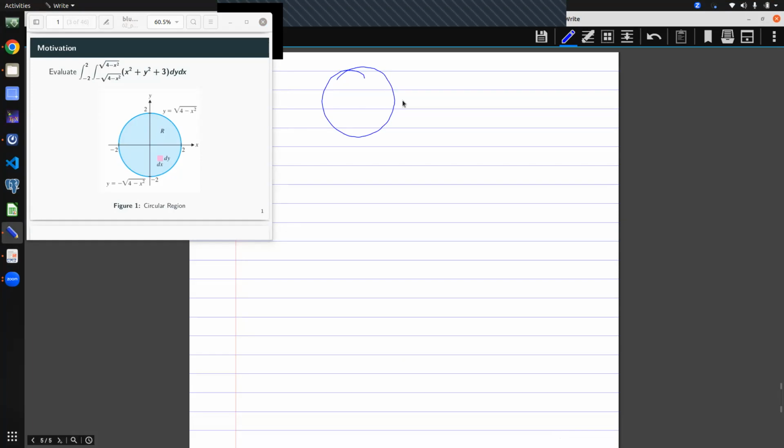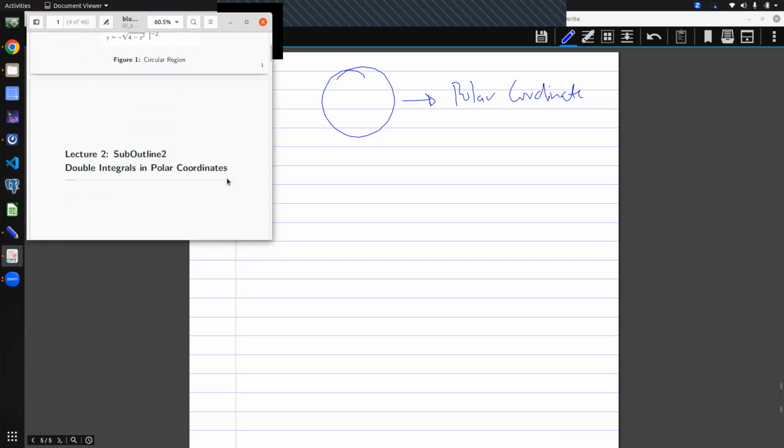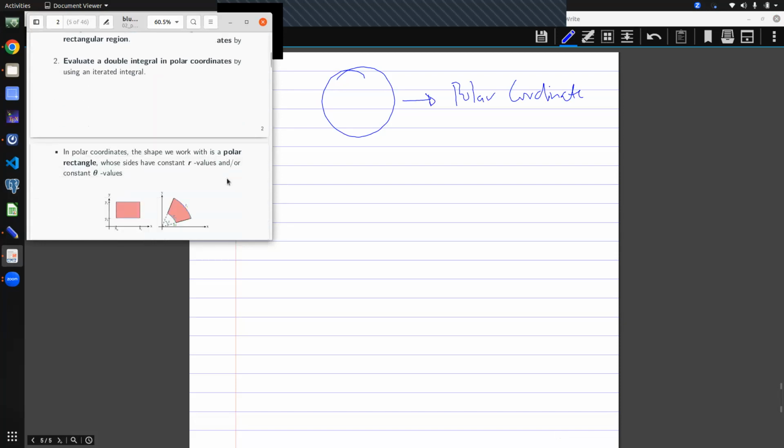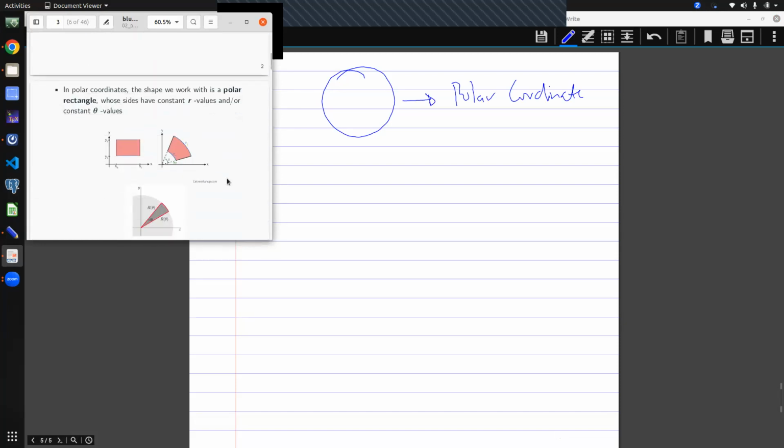At the end of the session, I said that if you have a circle, you use what we call the polar coordinate. How do we do that? That leads me to my next slide, which is on double integrals and polar coordinates. I'll skip the objectives here and come to that later. So let's start with the polar coordinate.